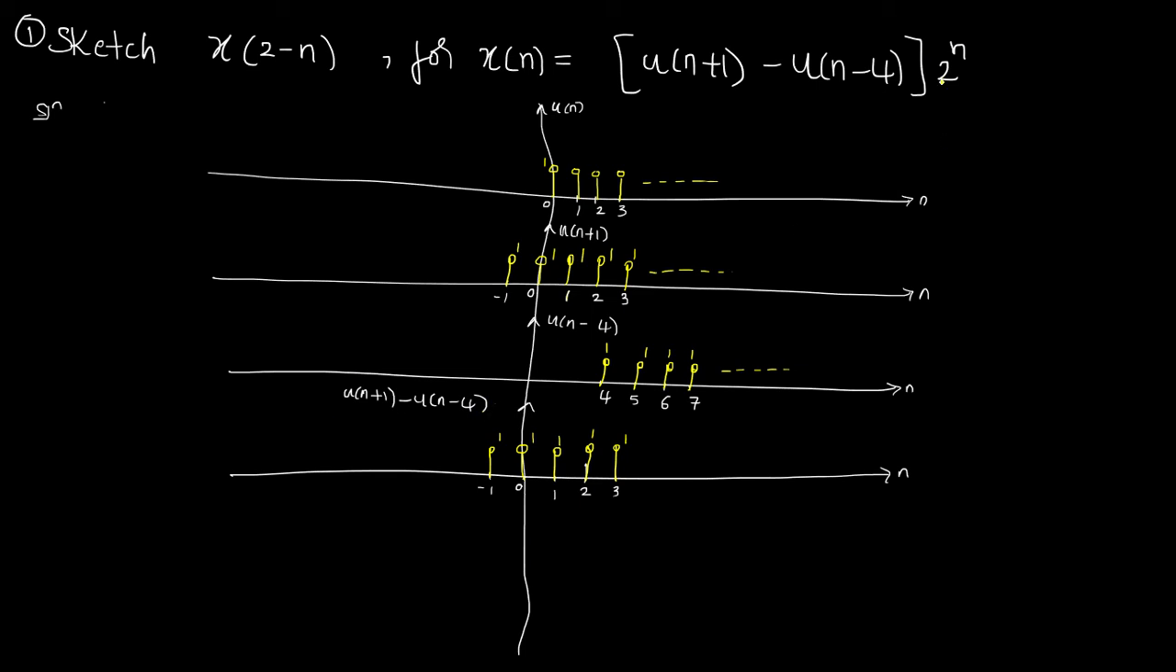To this signal, I have to multiply 2 power n. 2 power n is an exponential signal. So let us write 2 power n. How to sketch 2 power n? Keep substituting values for n: 1, 2, 3, 4, minus 1, minus 2, etc. So put n is equal to minus 2 in 2 power n. So 2 to the power minus 2 is equal to 1 by 4. So here the amplitude is 1 by 4.